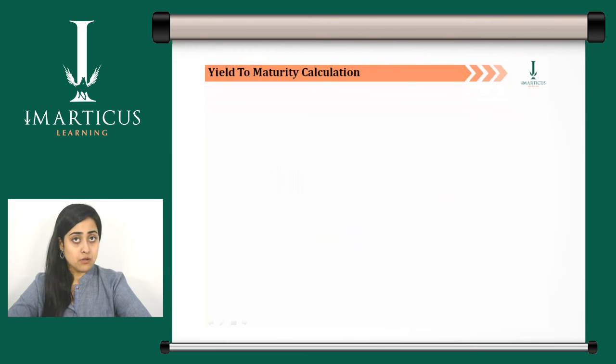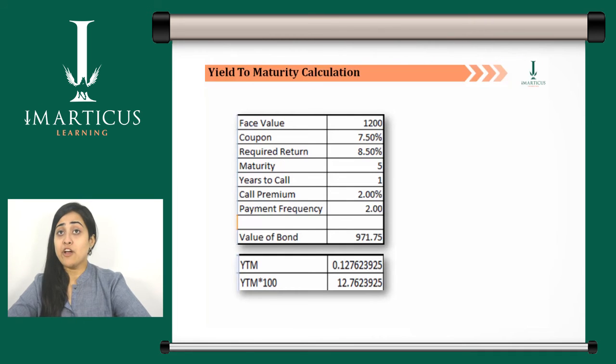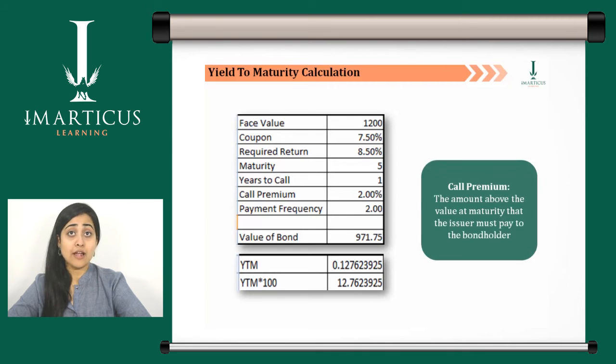Let's take an example. Shown on the screen are various parameters needed to calculate yield to maturity. Here, the coupon rate is 7.5% and the required rate is 8.5%. So if a trader purchases a bond for $1,200 and holds it till maturity, his total return on investment will be 12.76%. The call premium is the amount above the value at maturity that the issuer must pay to the bondholder, because if they are calling the bond before maturity, then the issuer will sell it back only at a premium.